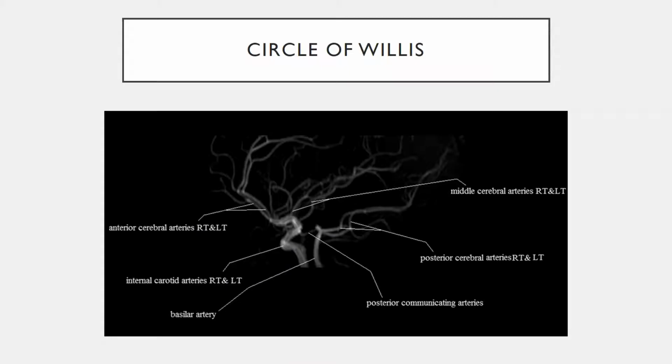This is an MRI of our circle of Willis. We can do different post-processing techniques with our imaging modalities to get rid of all of that other brain tissue to just visualize our vasculature.